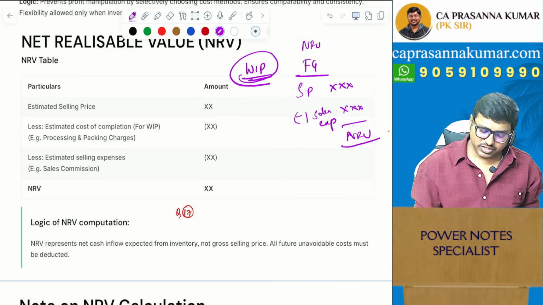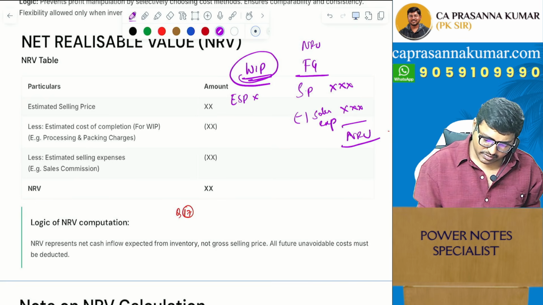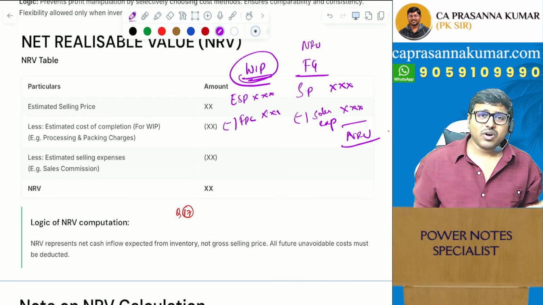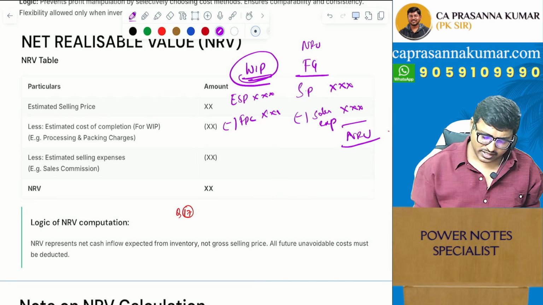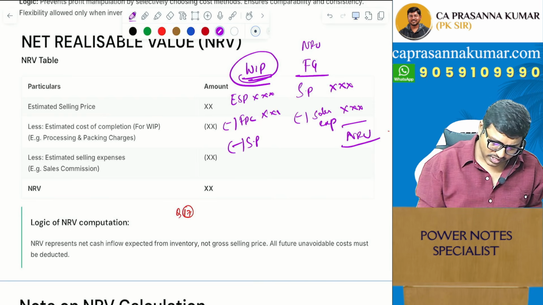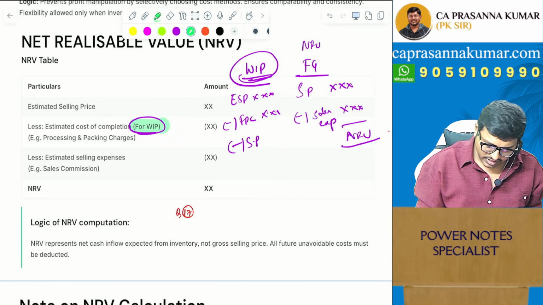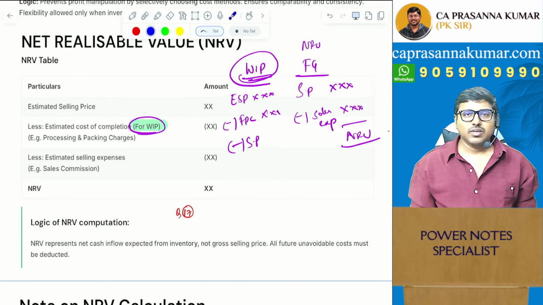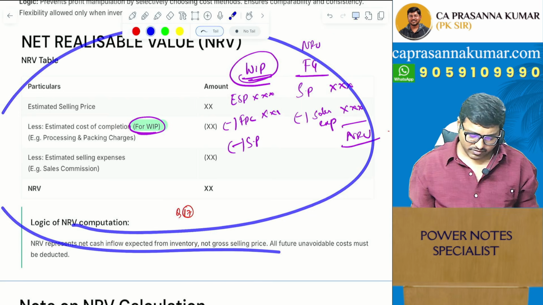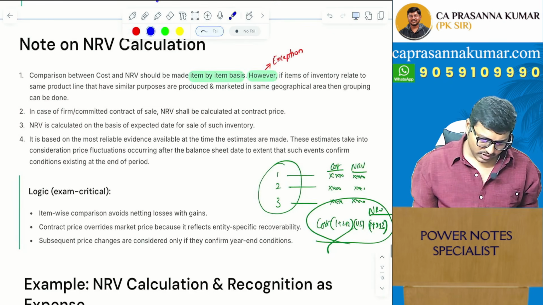But for WIP it is different. You'll have the estimated selling price and then you'll reduce the further processing cost, because WIP is still not finished goods. Now you need to incur further cost to complete it. Then you reduce selling expenses. That's why I've highlighted it in brackets. So it's very simple to calculate NRV. Got it? Next.